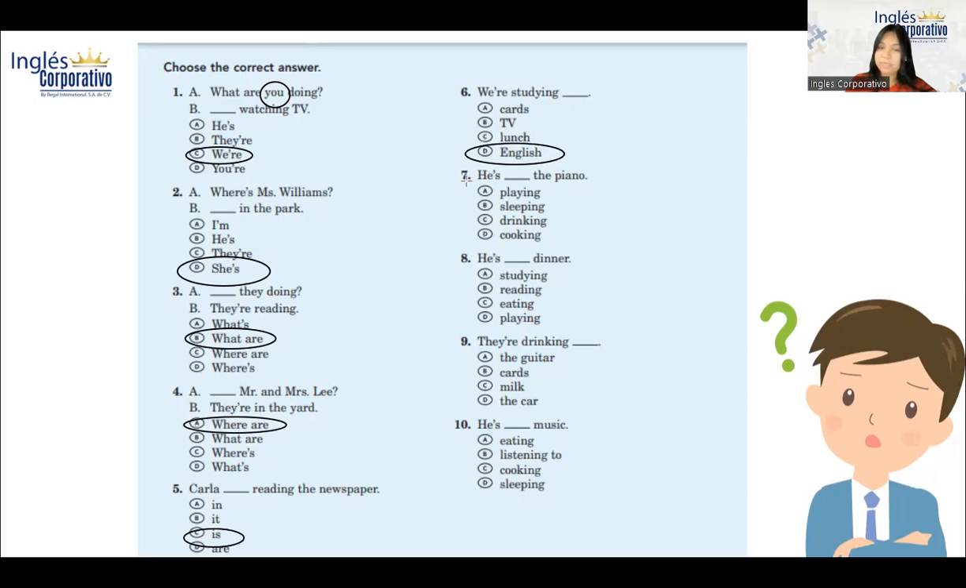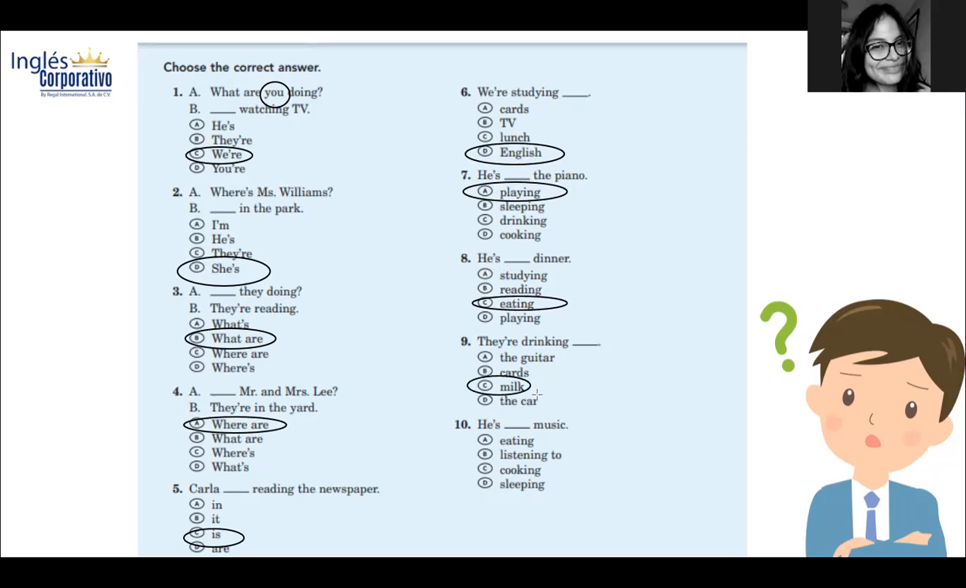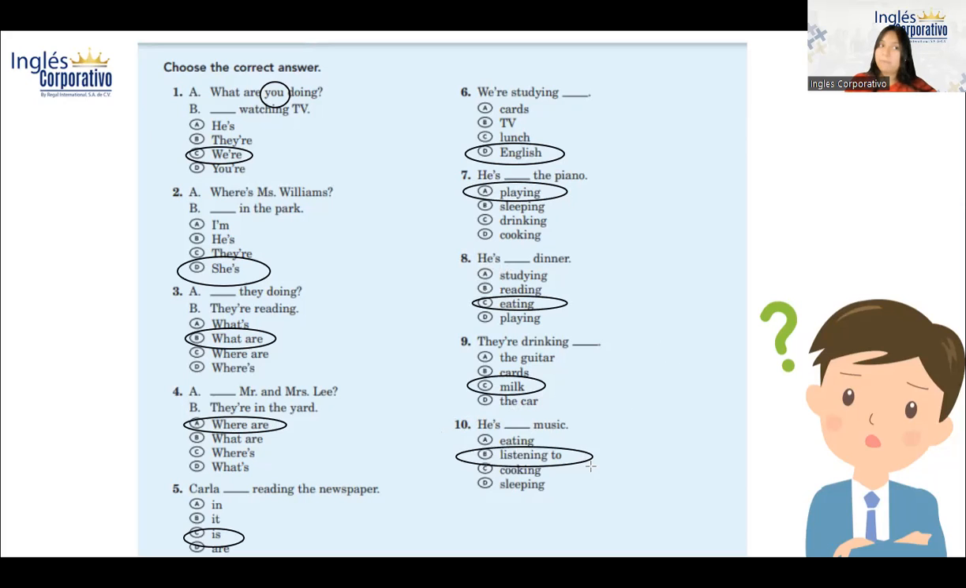We are studying English. Perfect. Number seven. He's playing the piano. Perfect. What about number eight? He's eating. Perfect. Number nine. They are drinking milk. Perfect. And number 10. He's listening to music. Very good.